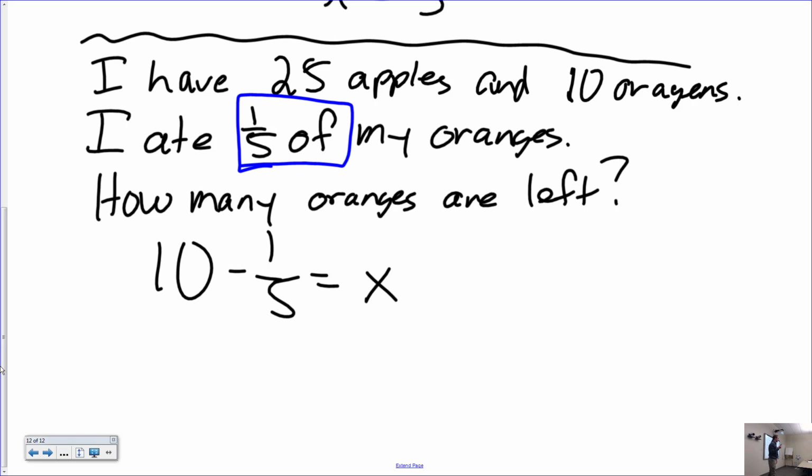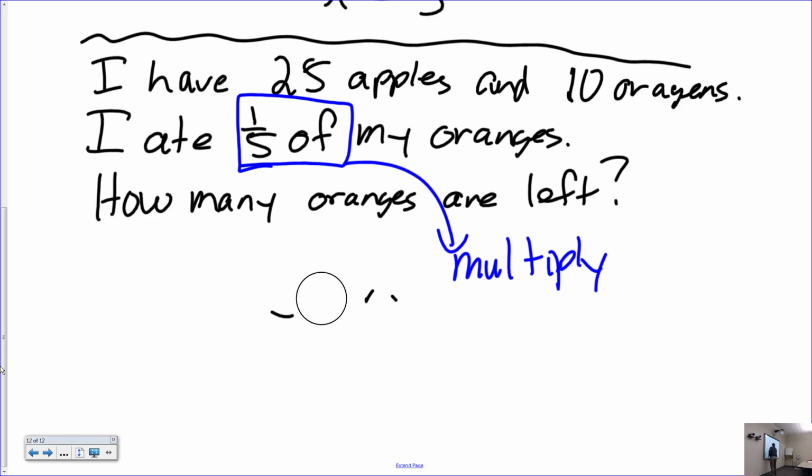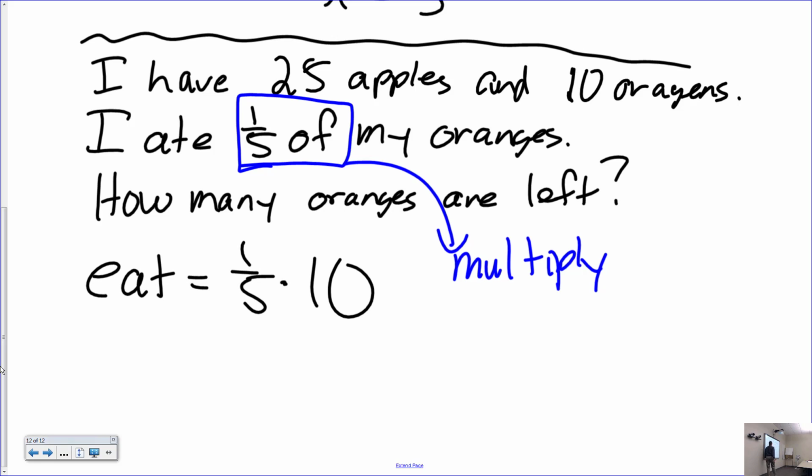Whenever you see a fraction followed by the word of, multiply. Do 10 multiplied by 4/5? Would that work? That works too, if you're seeing past the problem. And we'll get to that after we do it this way. Then we'll move to that way. So that's the key: you eat 1/5 of the oranges. 1/5 times the 10 oranges that you have.